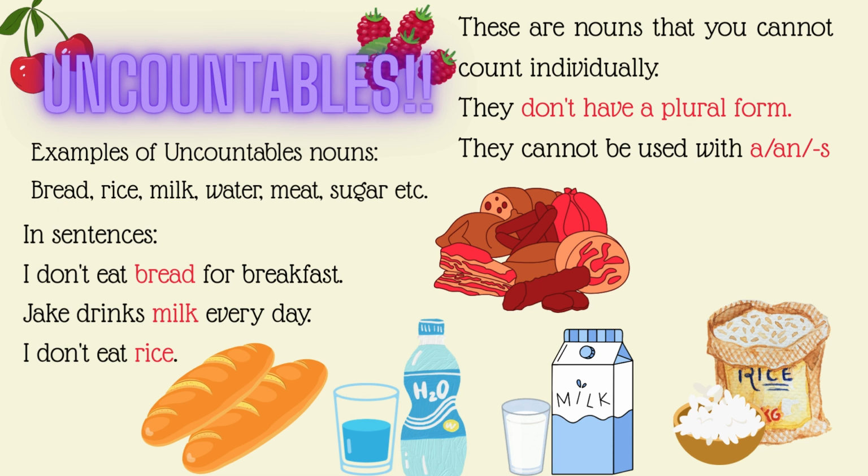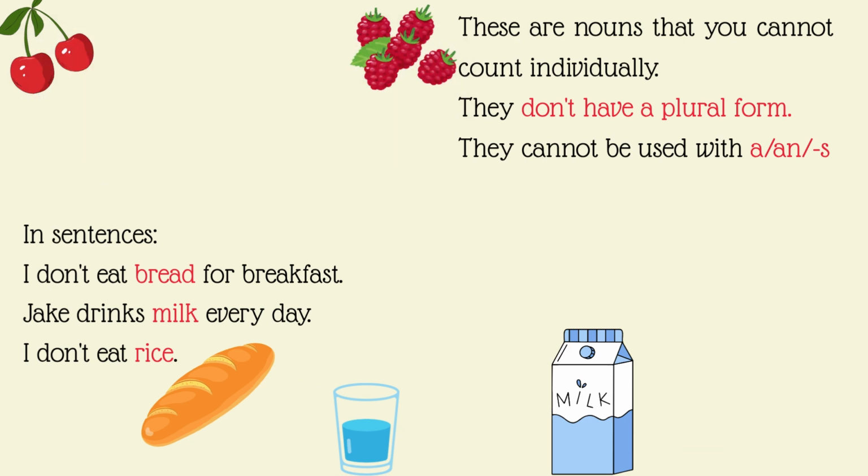So in sentences, the first one says, I don't eat bread for breakfast. The second one, Jake drinks milk every day. And the last one, I don't eat rice. So we know that bread, milk, and rice are uncountable nouns.